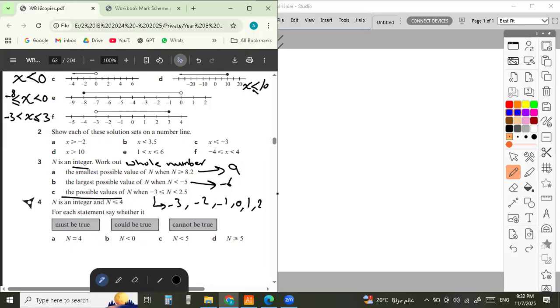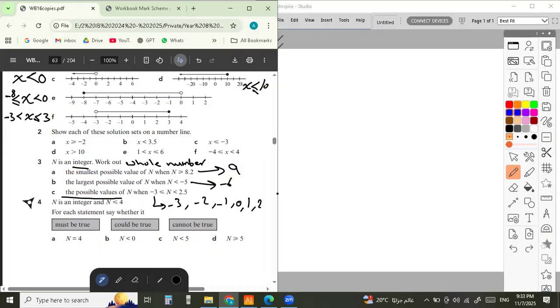Question 4. N is an integer, and n is less than or equal to 4. So the 4 is included, and it's a whole number, they said. For each statement, say whether it must be true, could be true, or cannot be true. N is equal to 4. Well, could n be 4? Yes, it could be true.